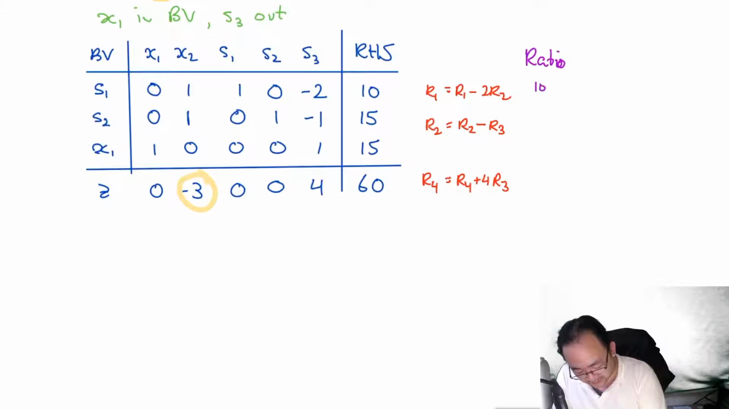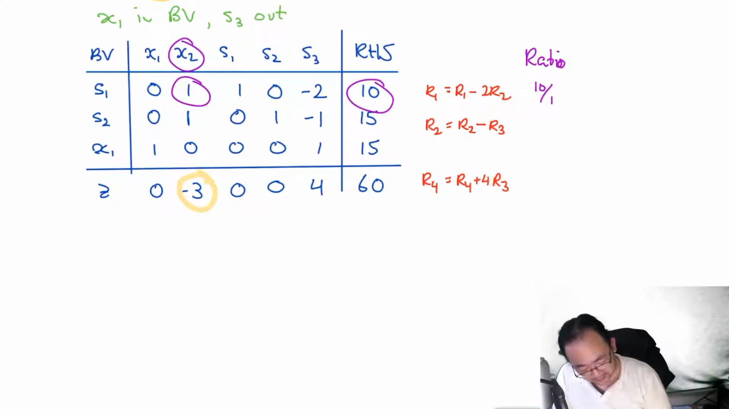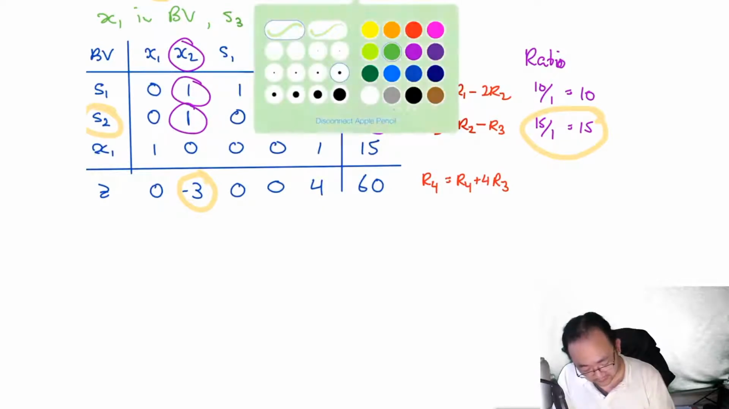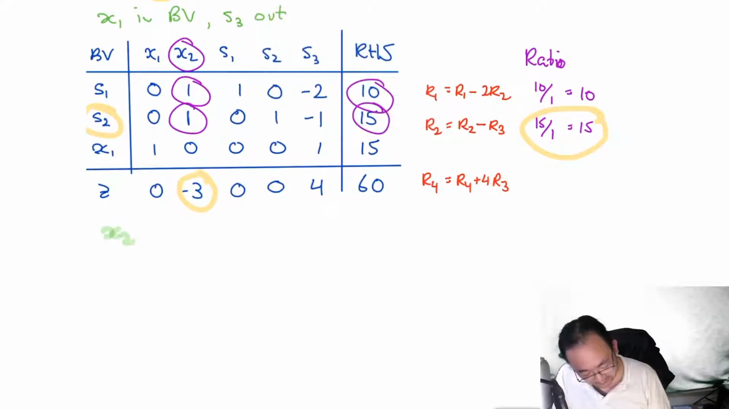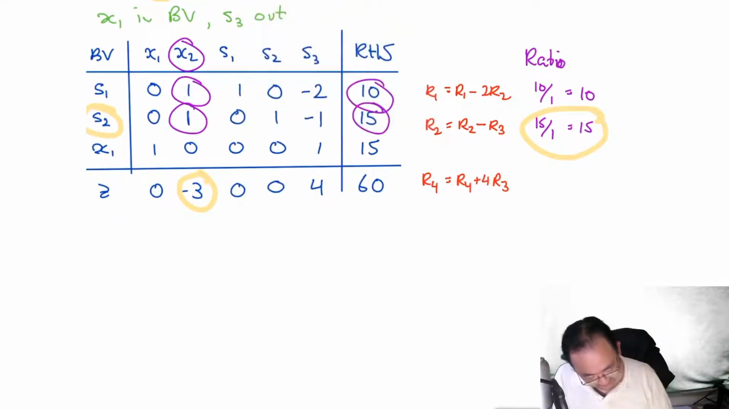In this case, it's going to be 10 divided by 1. And also notice that this is going to be x2 that's going into the basic variables. And then here we've got 15 divided by 1. So that's going to be 10, that's going to be 15. So now the lowest ratio is the one with S2. So x2 in, S2 out.